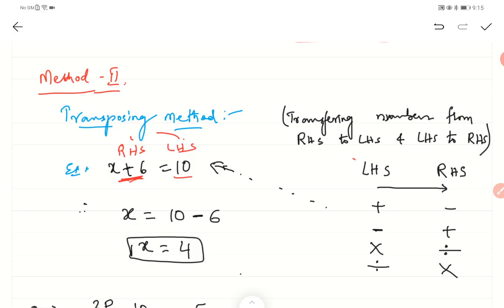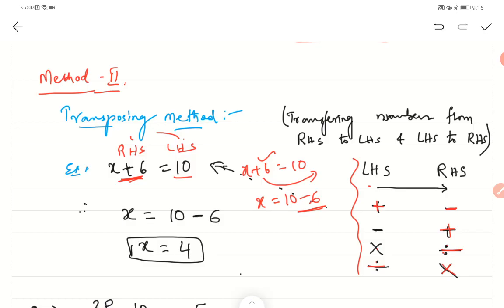When we are doing this process you have some changes. See this, you need to remember this. On the LHS, if it is plus, when you transfer it to the right hand side, it becomes minus. That is, here you have x plus 6, so I will just transfer this plus 6 to this side. So it will become x equal to 10 minus 6. It was plus 6 here, so it becomes minus 6 on the right hand side. If it is minus, it will become plus, and if it is multiplication it will become division, and if it is division it will become multiplication.